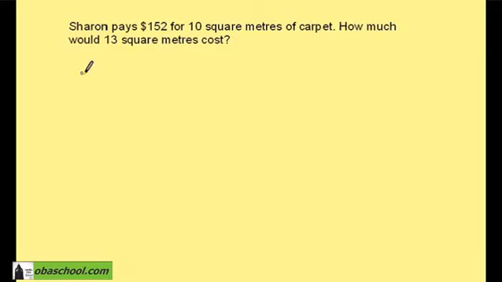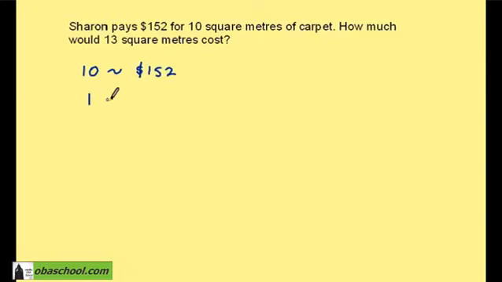We're going to assume a direct proportion situation. That is, we're going to assume that each square meter of carpet costs exactly the same. We're given that 10 square meters costs $152.